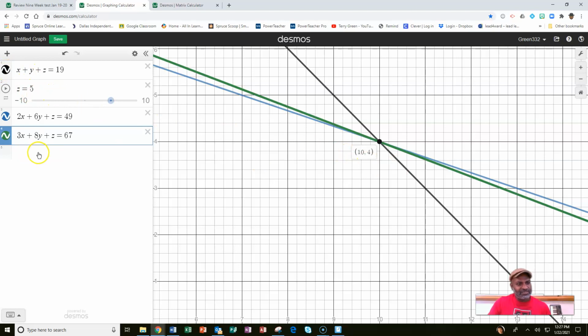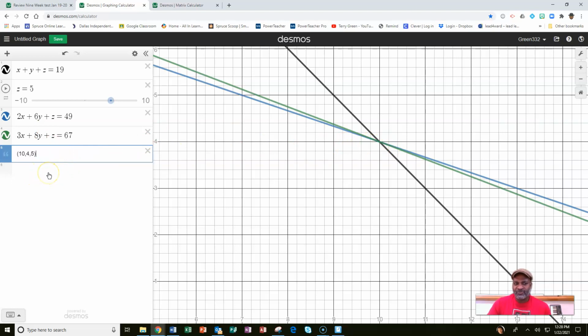So what is the solution to our system? I'm just going to type it here using a note. Our solution is the point where x is 10, y is 4, and z is 5. And you see I wrote this as an ordered triple. That's what we call that.